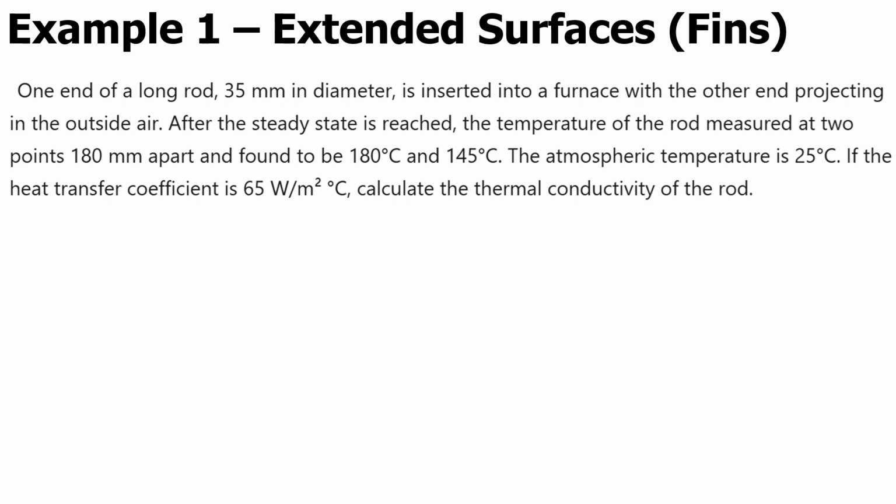We have a long rod, 35 millimeters in diameter, with one end inserted into a furnace and the other end projecting into the outside air. After reaching a steady state, the temperature of the rod is measured at 2 points, 180 millimeters apart, and found to be 180 degrees Celsius and 145 degrees Celsius respectively. The atmospheric temperature is 25 degrees Celsius. Given that the heat transfer coefficient is 65 watts per square meter degree Celsius, our objective is to calculate the thermal conductivity of the rod.